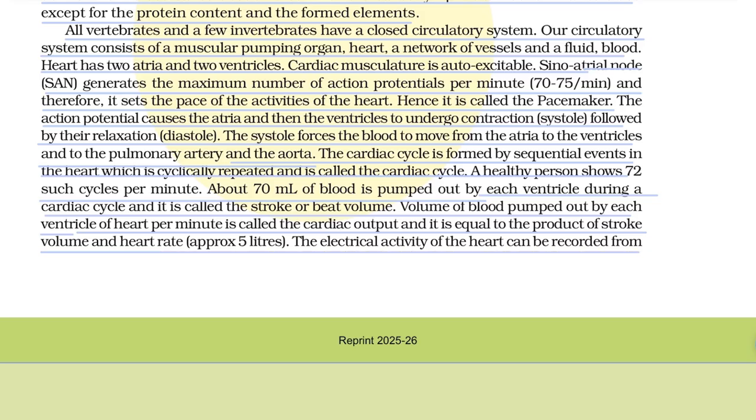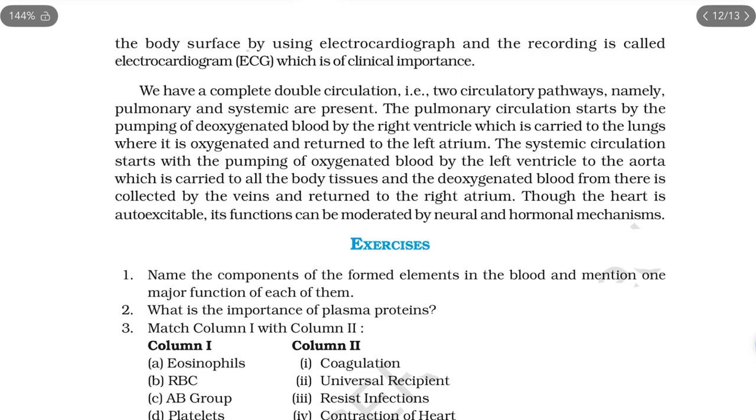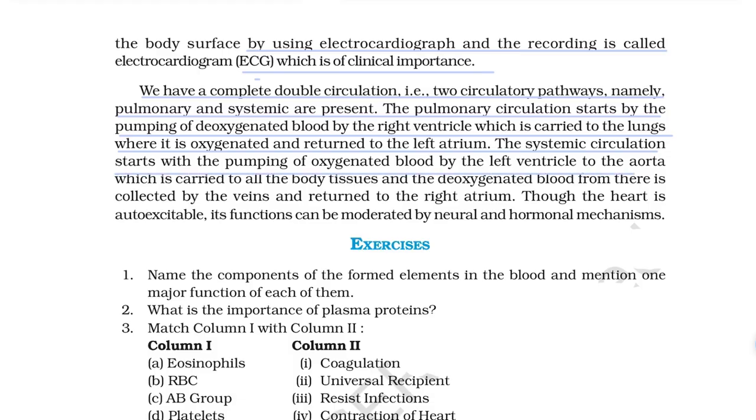The electrical activity of the heart can be recorded from the body surface by using an electrocardiograph, and the recording is called ECG, which is of clinical importance. We have a complete double circulation. It means two circulatory pathways, namely pulmonary and systemic, are present. The pulmonary circulation starts with the pumping of deoxygenated blood by the right ventricle, which is carried to the lungs where it is oxygenated and returned to the left atrium. The systemic circulation starts with the pumping of oxygenated blood by the left ventricle to the aorta, which is carried to all the body tissues, and deoxygenated blood from there is collected by the veins and returned to the right atrium.